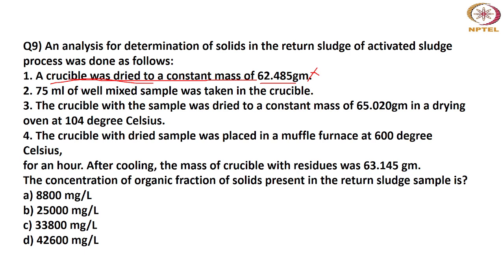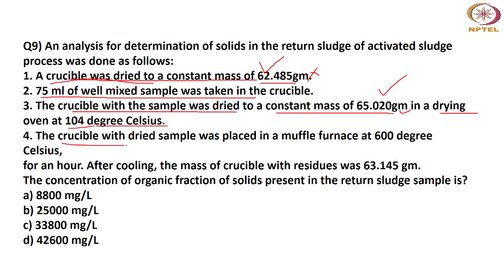First, only the crucible was weighed, and it was found that the weight is 62.485 gram. Then 75 ml of well-mixed sample was taken in that crucible. After that, we dried that crucible in a drying oven. Temperature was 104 degrees Celsius, and after that we got a mass of 65.02 gram. So from here we can start.